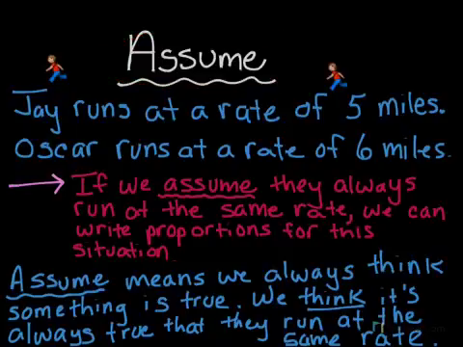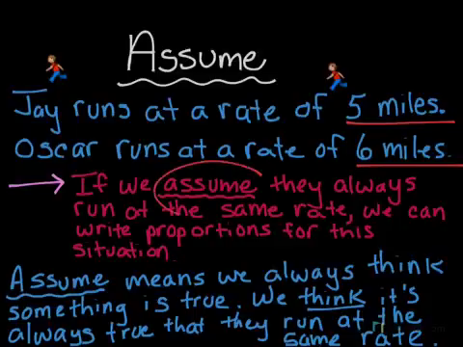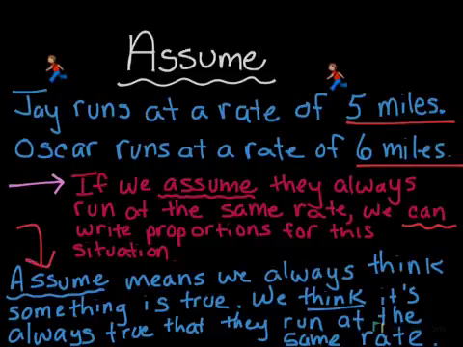Let's say Jay runs at a rate of 5 miles. Oscar runs at a rate of 6 miles. If we assume they always run at the same rate, we can write proportions for this situation. Remember, assume means we always think something is true. We think it's always true that they run at the same rate.